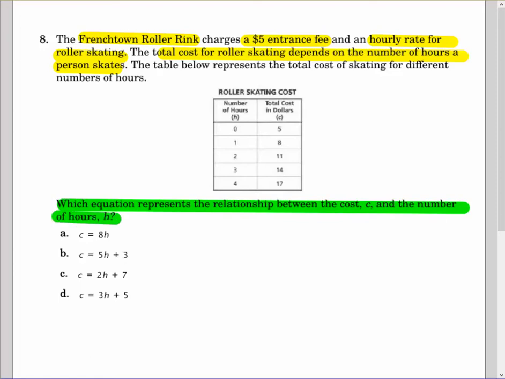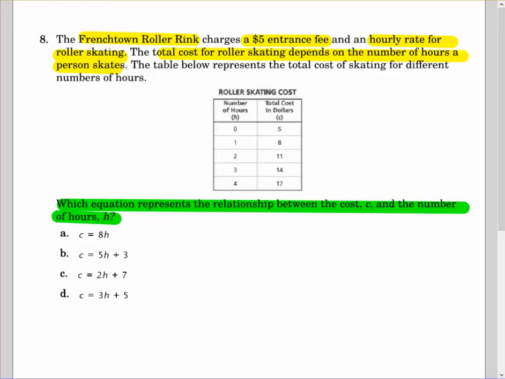So, like I said, if you just show up, it says up top, you're going to pay $5. So even if you spend 0 hours, you're going to pay $5. If you go 1 hour, you're going to spend $8, right? And if you go 2 hours, you're going to spend $11, 3 hours, $14, and 4 hours, $17. So now you're looking for something that would be true in all of these examples.